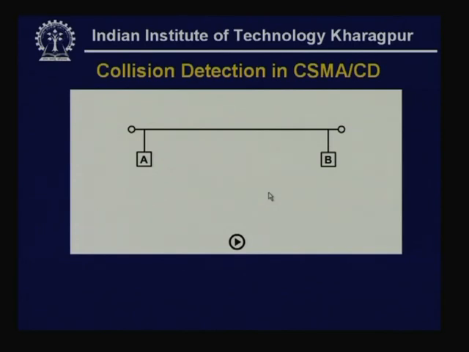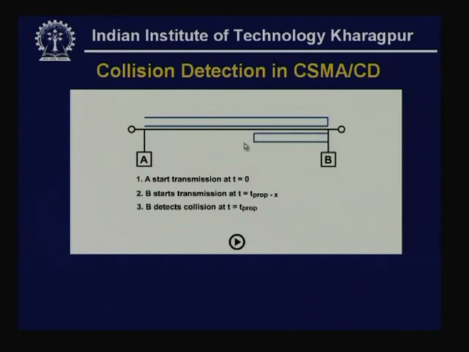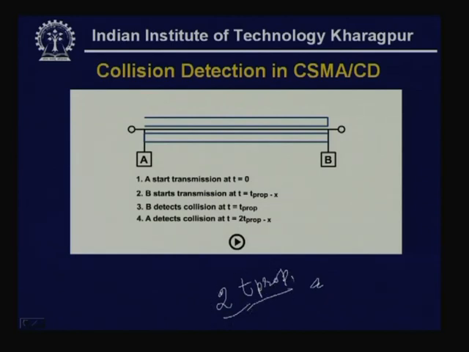But before that, let us see what is the minimum requirement for collision detection in CSMA. Suppose station A starts transmission at time t equal to 0 and the packet moves towards B, which is at the other end. Before this packet reaches B, B starts transmitting another packet which goes in the other direction, and whenever the packets meet, collisions are detected at both ends. So, for detection of collision by both ends, the period required is 2 times t propagation. That means the transmission of the packet should be longer than twice the propagation time. That is the requirement for detection of collision.